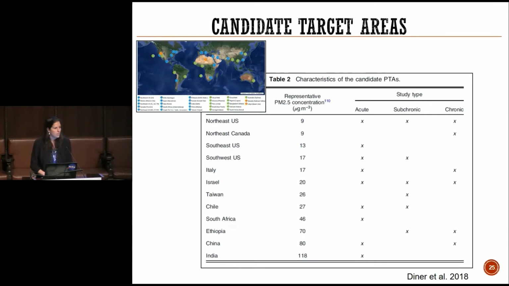The different locations are very different in their environmental characteristics, going from relatively clean areas like in northeast US with a mean PM 2.5 concentration of 9 micrograms per cubic meter, going to China and India, which have over 100 micrograms per cubic meter, which is way over the WHO guidelines for exposure.